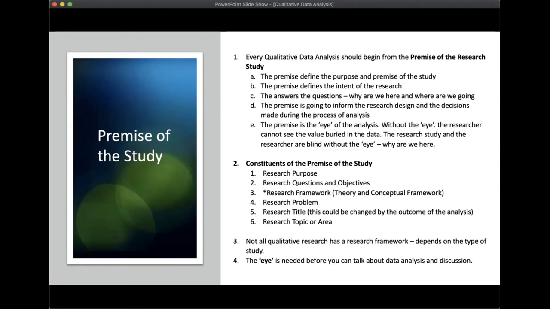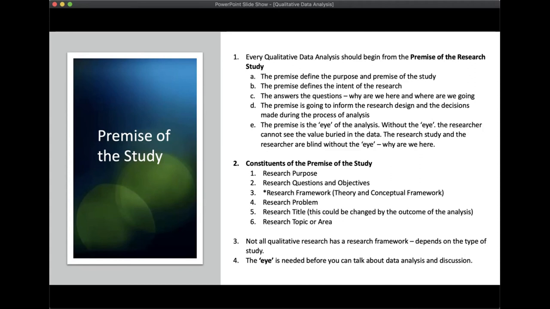Because sometimes, by the time you finish your analysis and the outcome of the study comes back, you may have to go back and shape the title of your research work. Not all qualitative research has a research framework. It depends on the type of study. So that's why I have an asterisk on the research framework. But what am I trying to say here?